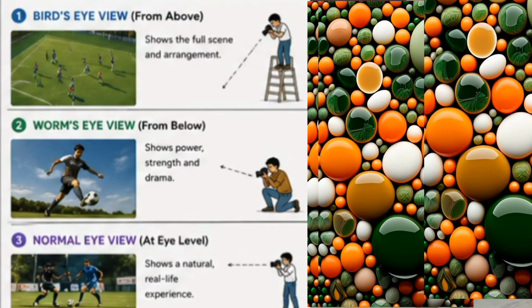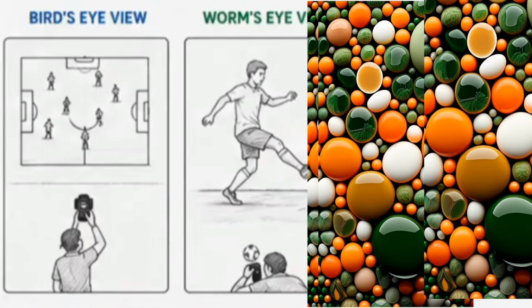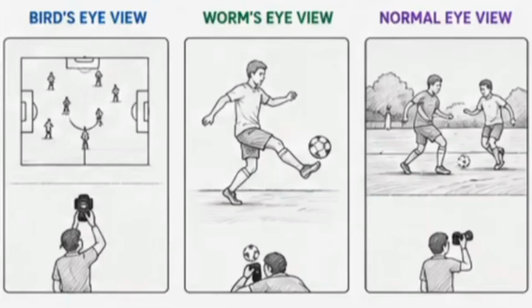Now, step 3, we go to drawing sketches. Here, learners should draw simple sketches showing the sport or music activity, position of camera, direction of photography.